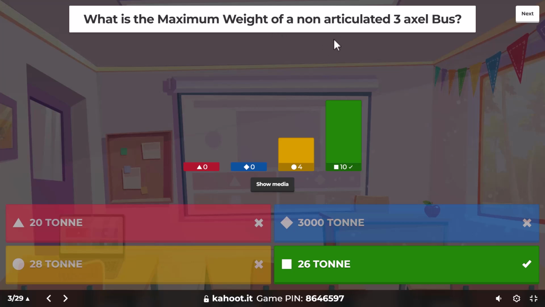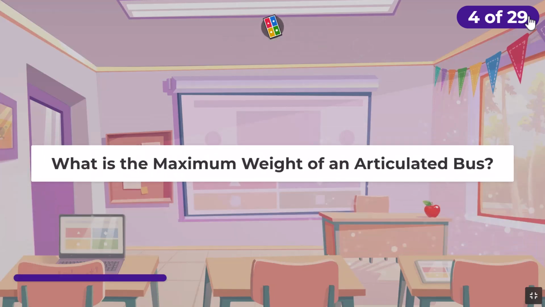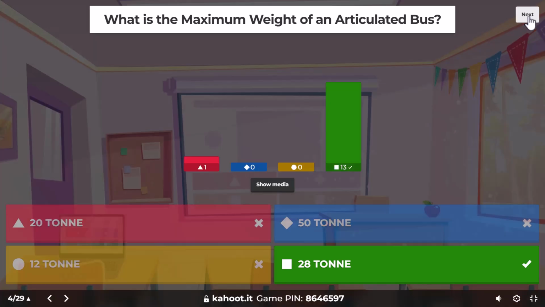Maximum weight of a non-articulated 3-axle is 26, yeah? And if it's articulated, it's 28 ton. Maximum weight of an articulated bus, we just did that 10 seconds ago, so I don't know what this person was doing.